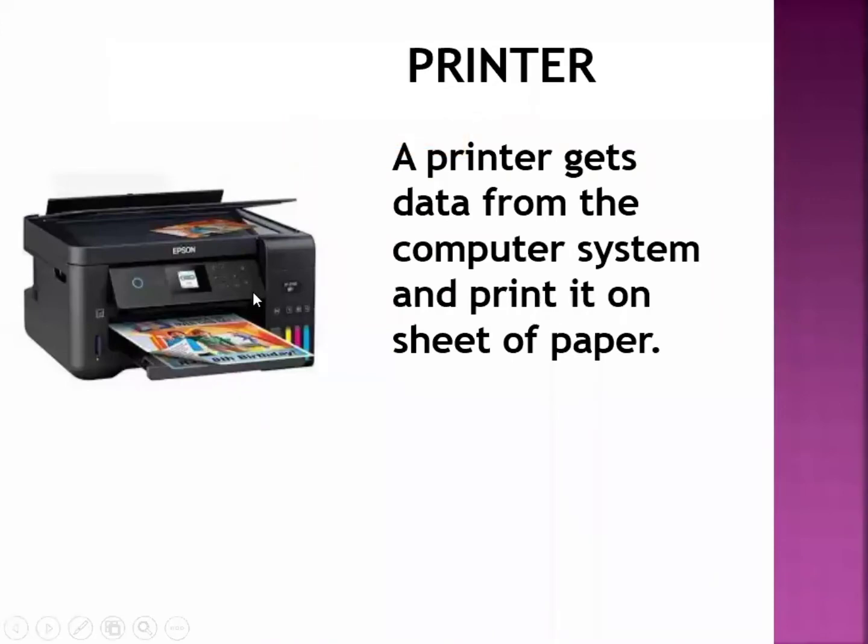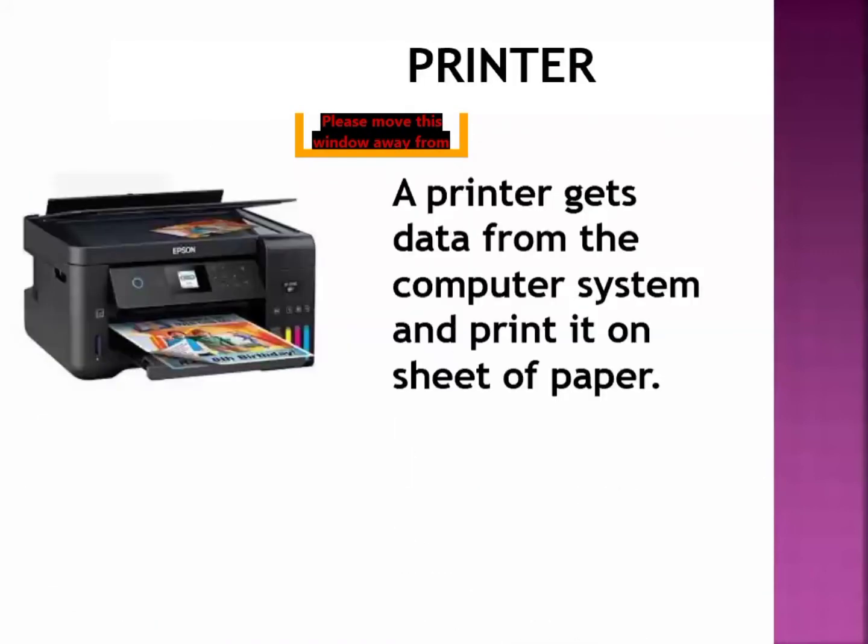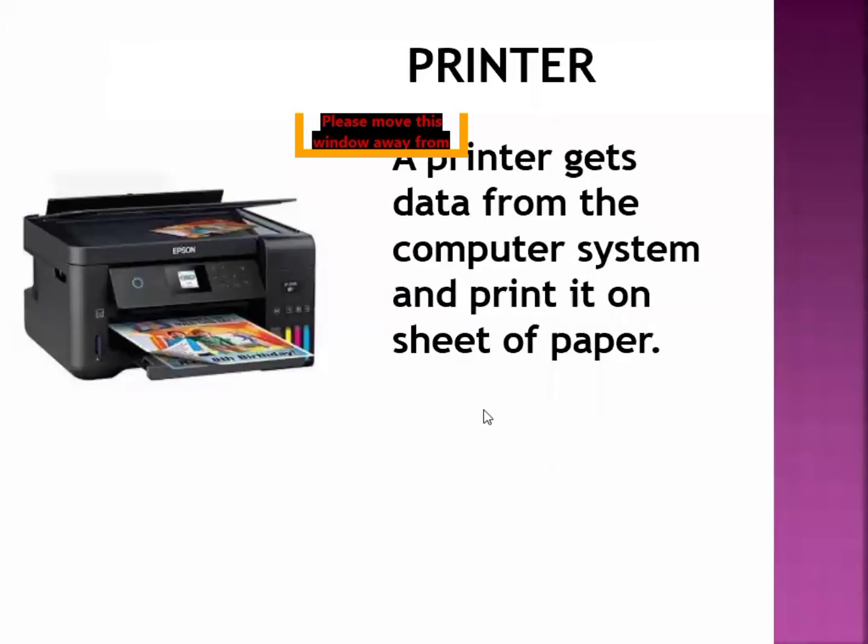So a computer has many devices. We have discussed the main parts of a computer. Now we will learn what the other parts of a computer are. A computer has four main parts, but it also has some other parts which are used to perform different functions.